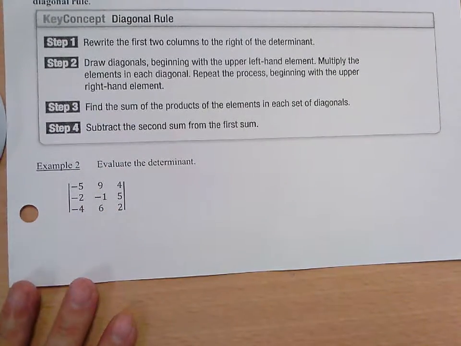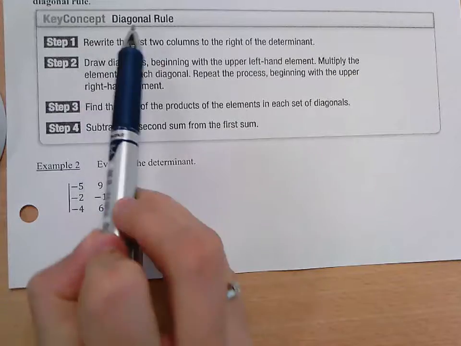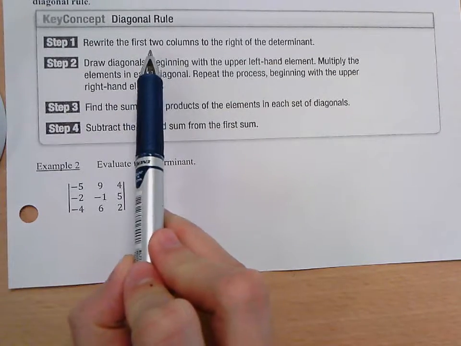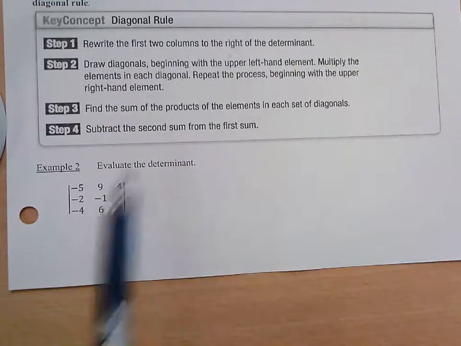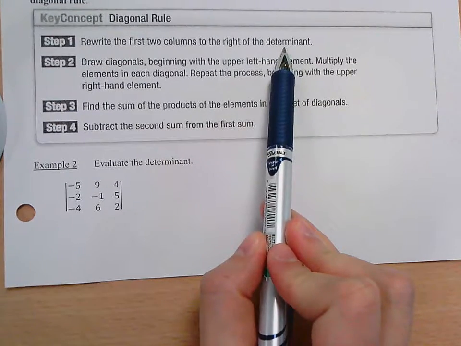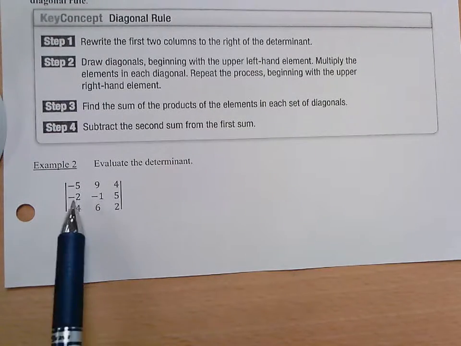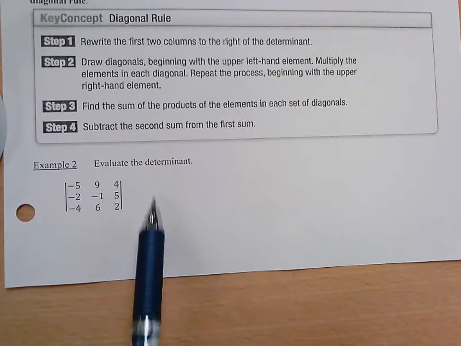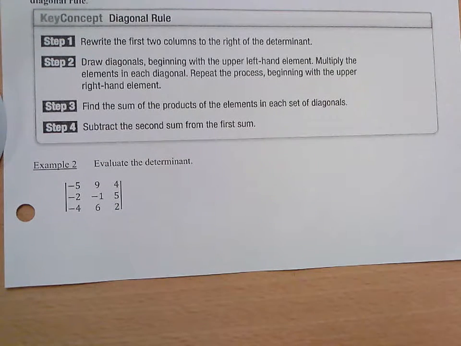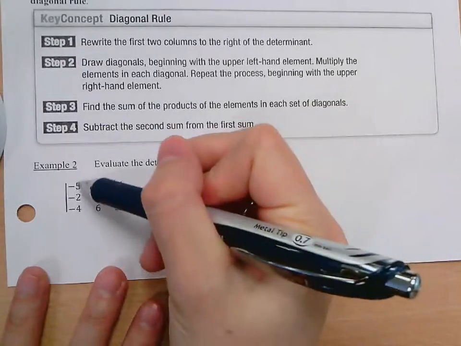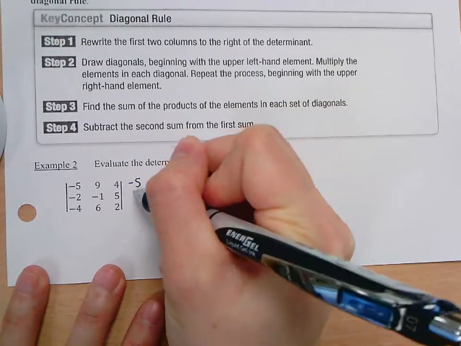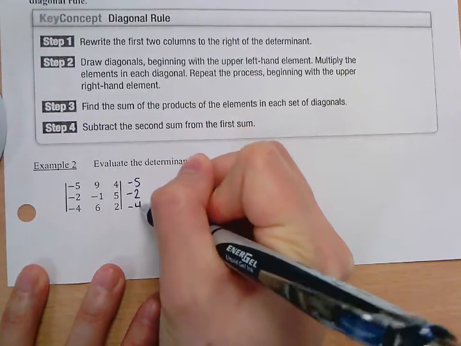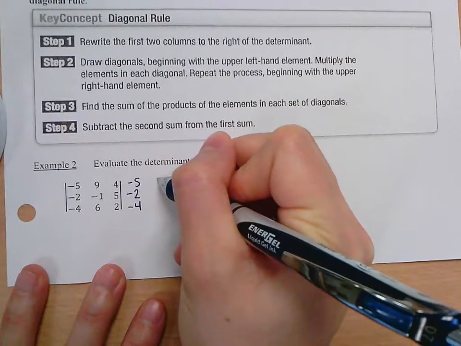Step 1 to use this rule is to rewrite the first 2 columns of your matrix to the right of the determinant. So when I look at this, I take my first 2 columns and I just rewrite them next to it. It'll be like I have 5 columns instead of 3. So I just rewrite column 1, and then I rewrite column 2 next to that.